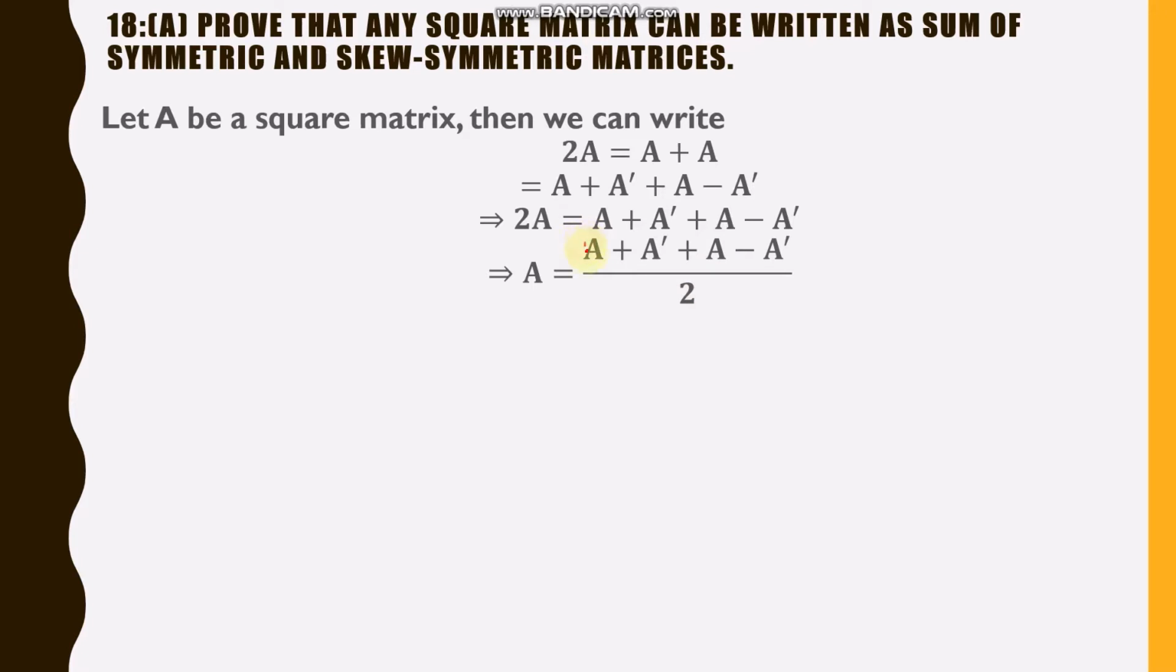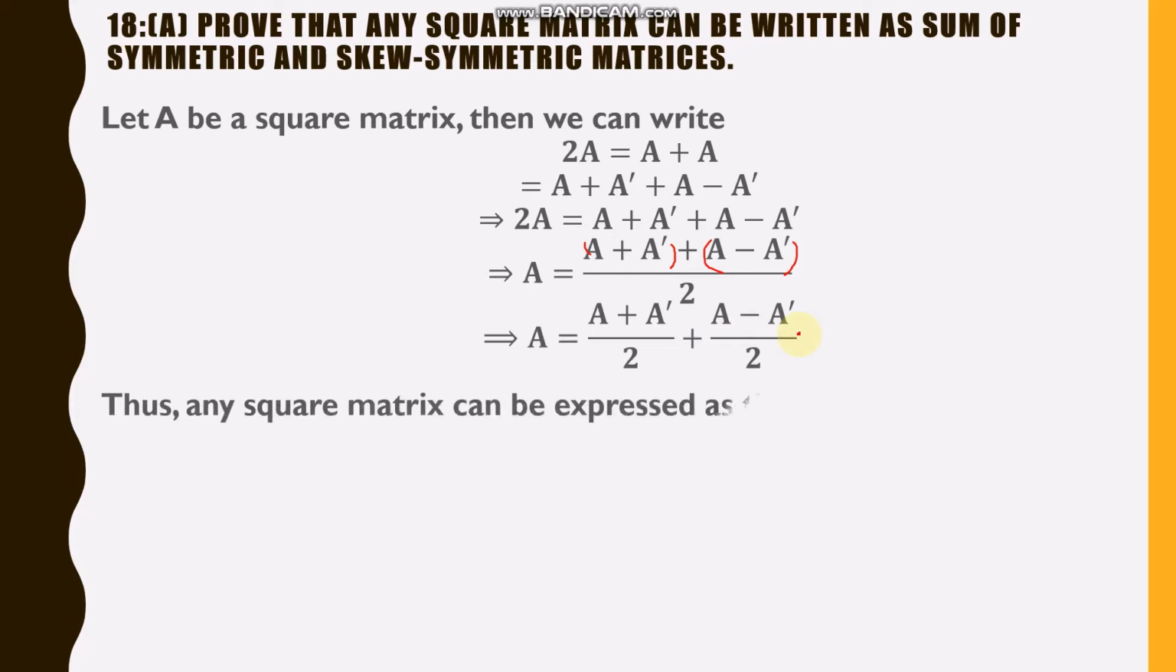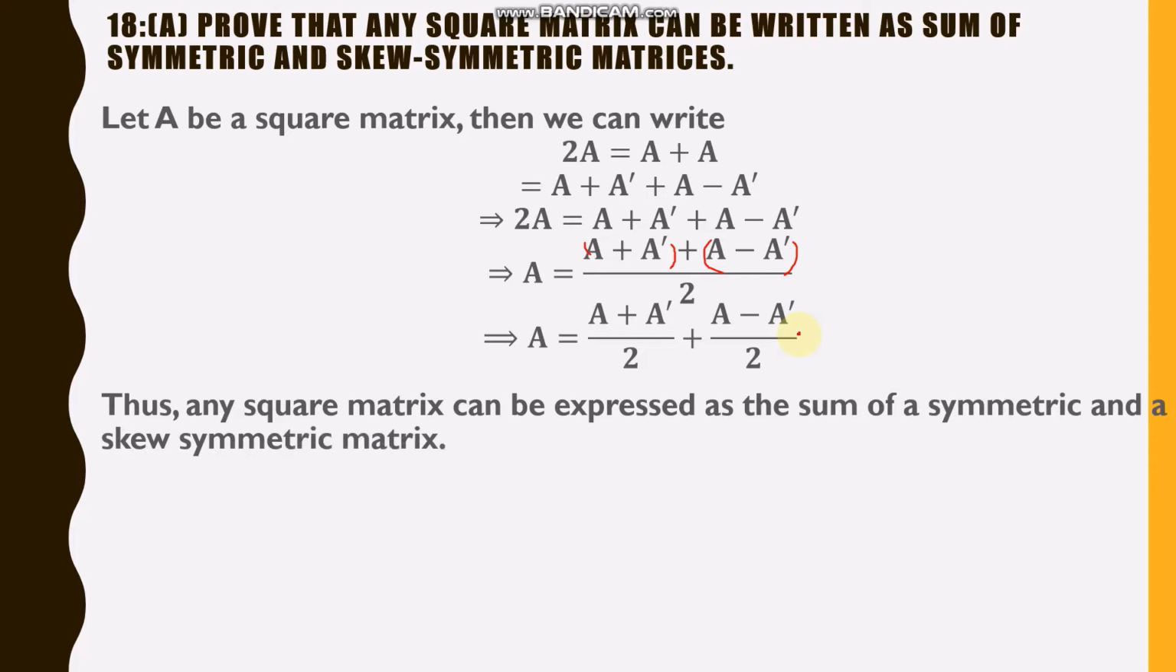Split it into two parts. Take the first two terms separately, and the next two terms separately. So it is (A plus A transpose) by 2 plus (A minus A transpose) by 2. We have just seen that A plus A transpose is a symmetric matrix. So (A plus A transpose) divided by 2 will also be a symmetric matrix. And A minus A transpose, we have just seen that it's a skew symmetric matrix. So (A minus A transpose) divided by 2 will be a skew symmetric matrix, and hence we have expressed A as a sum of a symmetric and a skew symmetric matrix.